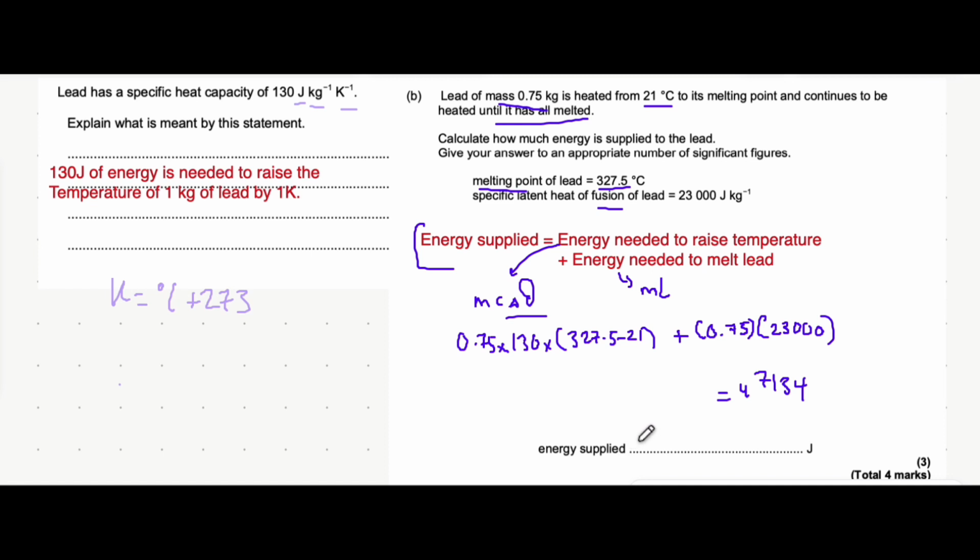A lot of times in physics, it's written in standard form and to two significant figures. So I'll just write it in that format. 4.7 times 10 to the power of 4.